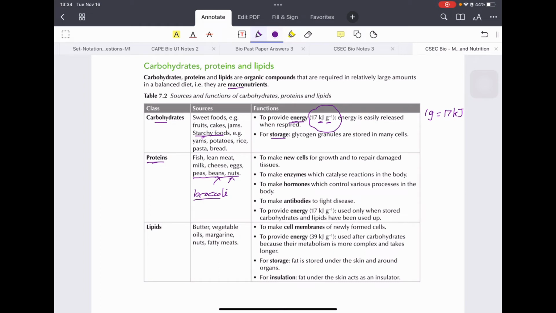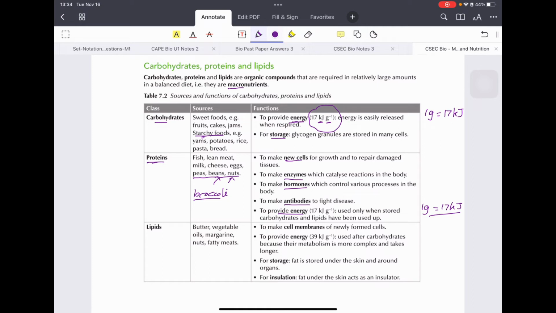So what are the functions of proteins? Well, to make new cells, we can't grow without protein. Enzymes are proteins. Hormones are proteins. The antibodies that fight disease, made by our white blood cells, are also proteins. And also, proteins can actually provide energy as well, the same amount as carbohydrates. 1 gram, 17 kilojoules of energy for proteins.